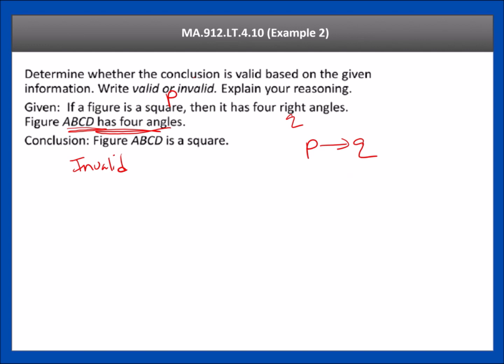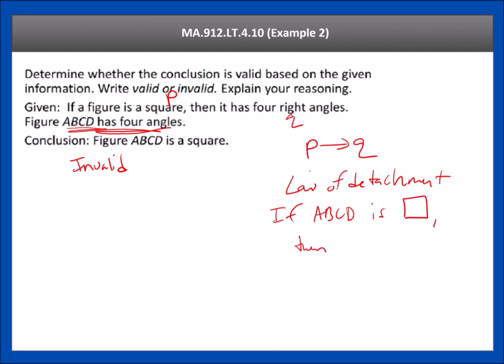Now, if they said that figure ABCD is a square, then by the law of detachment, we could say that it has 4 right angles. So if ABCD is a square, then it has 4 right angles. That is the law of detachment, but you cannot reverse it to get the law of detachment, right? So this is invalid.